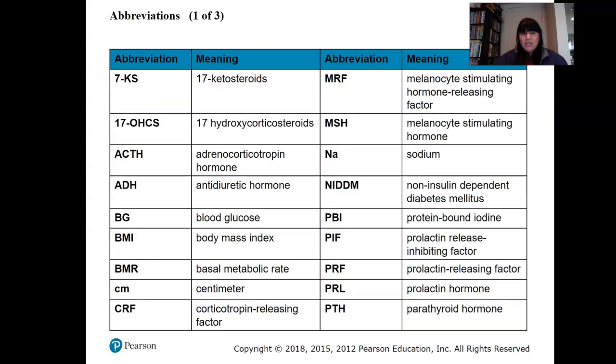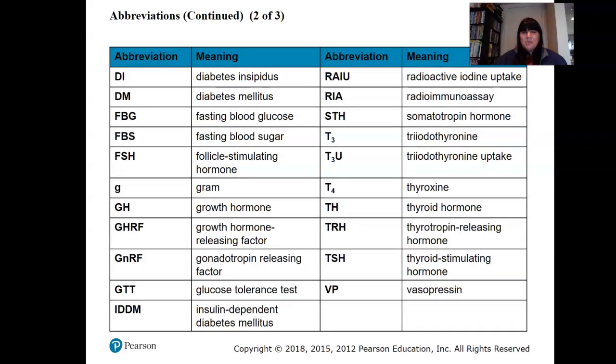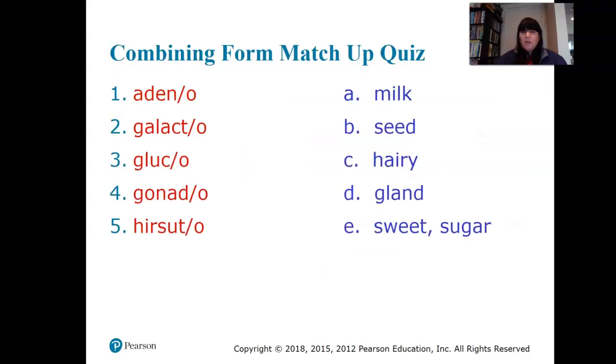Here are some abbreviations of different hormones and diabetes: diabetes insipidus, diabetes mellitus, thyroid hormone, thyroxine, right? And that finishes up this chapter. This chapter is a big deal, okay? In the sense that we're talking about a major organ system that deals with controlling the body, specifically controlling the body via hormones. And so usually we're talking about long range control.